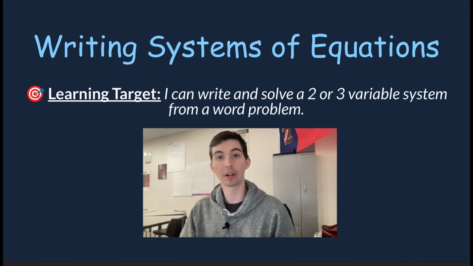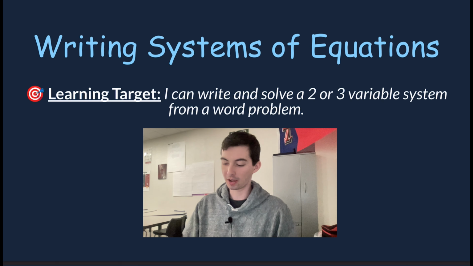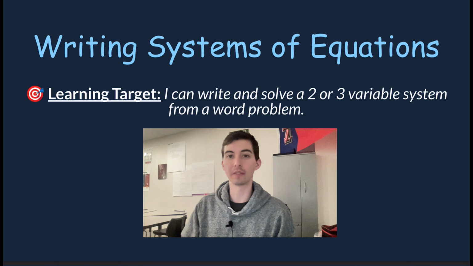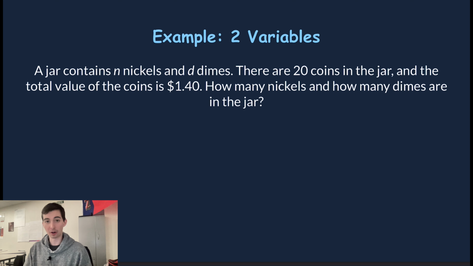In this lesson, we're going to learn how to write systems of equations with 2 variables or with 3 variables. So we've got 2 different examples we're going to do. The first one is with 2 variables. We say a jar contains n nickels and d dimes. There are 20 coins in the jar, and the total value is $1.40. How many nickels and how many dimes are there?